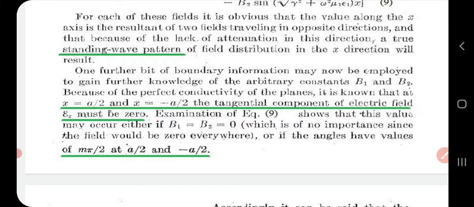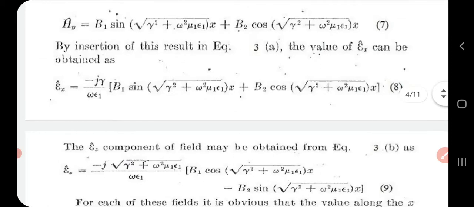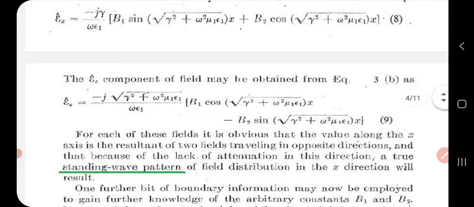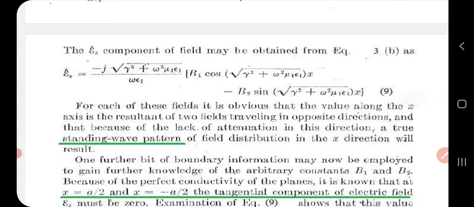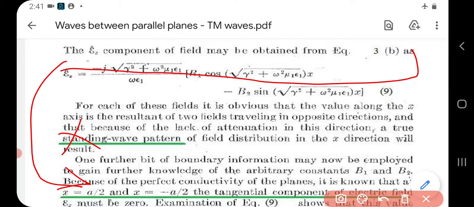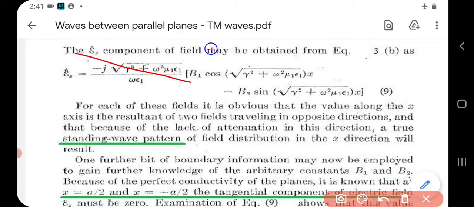will be obtained either if the constants b1 and b2 are equal to 0, or the angle must be an integral multiple of pi by 2, especially at a by 2 and minus a by 2. So up to equation 8 you have to write, and then after writing equation 8, no need of writing equation 9, just write the explanation here.